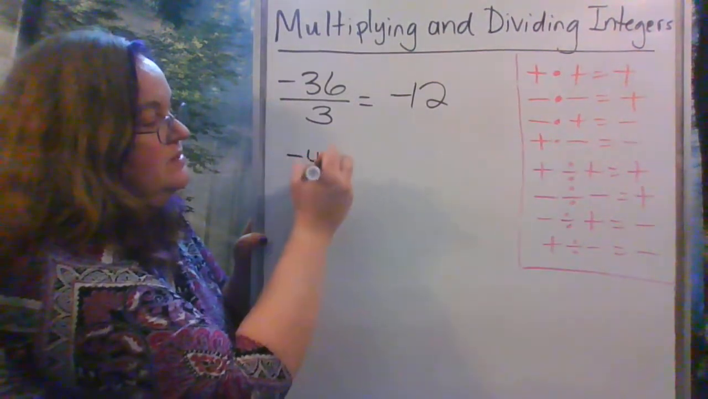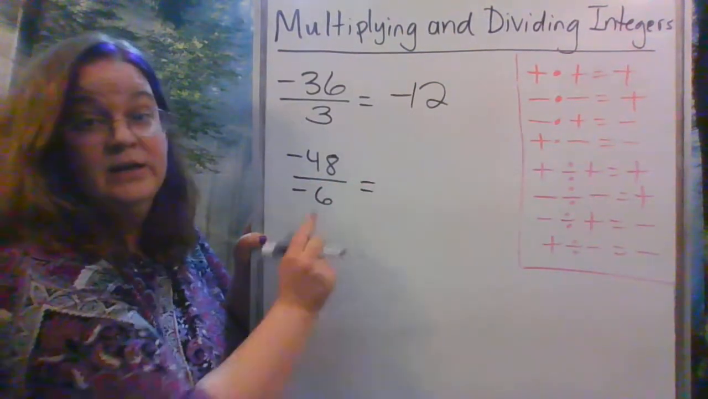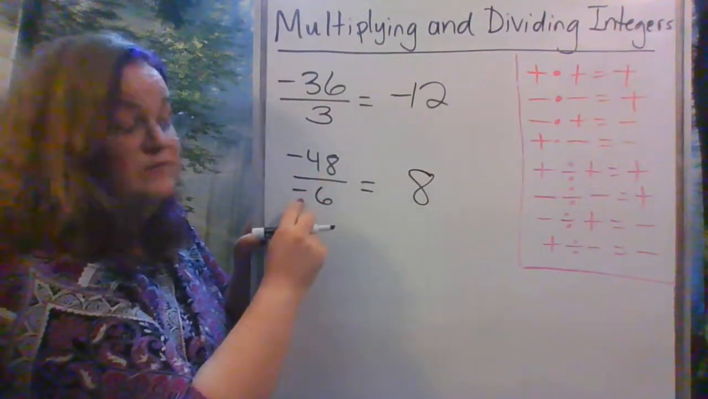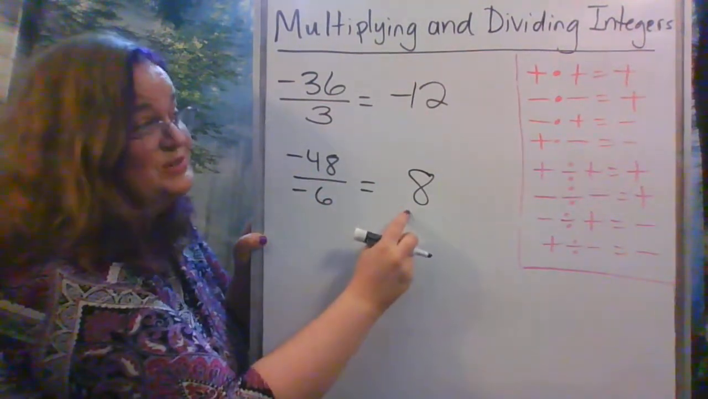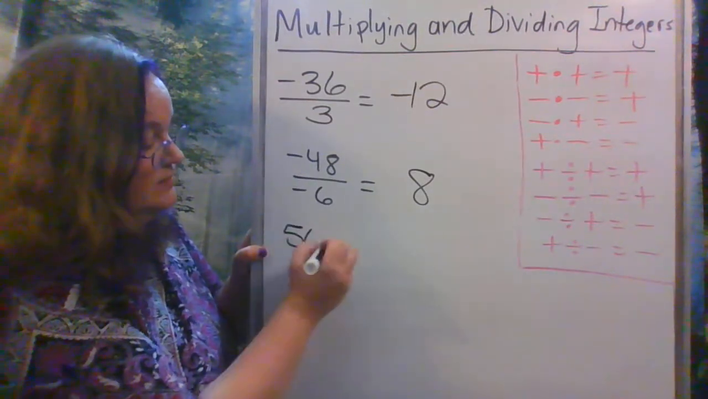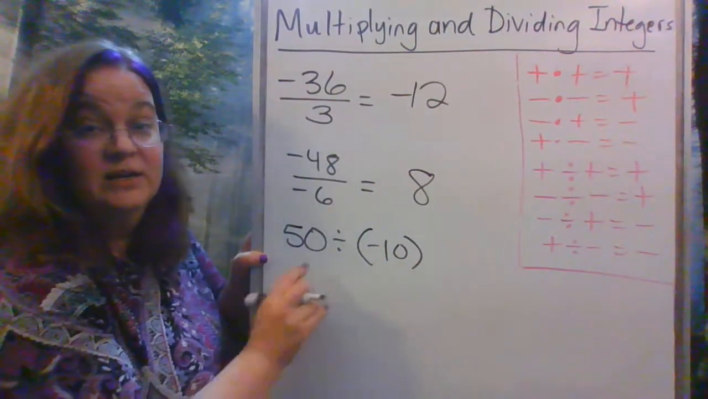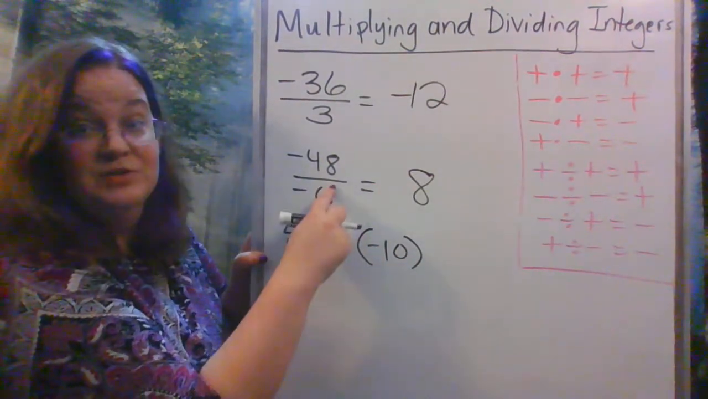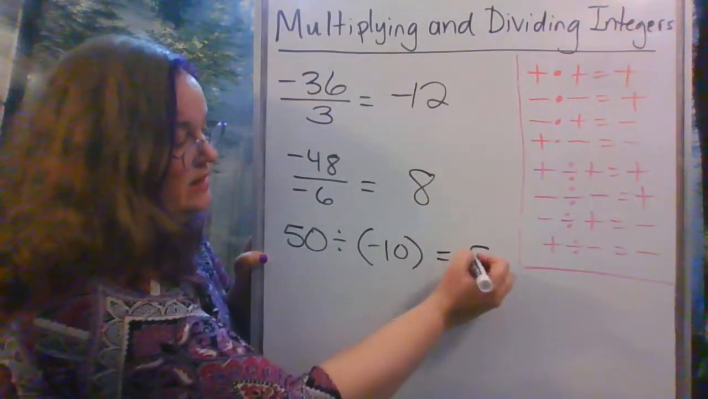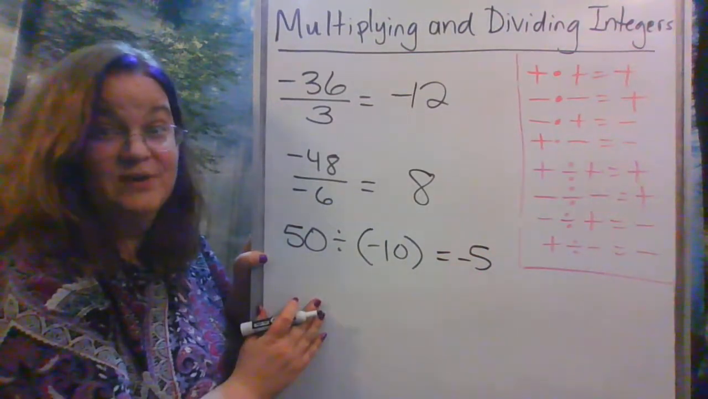If I take negative 48 divided by negative 6, 48 divided by 6 is 8. A negative divided by a negative is a positive, so it stays as positive 8. If I take 50 divided by negative 10, and again, I can show division this way or I can show division this way. It doesn't matter. 50 divided by 10 is 5. I've got one positive, one negative. It's going to come out negative 5.